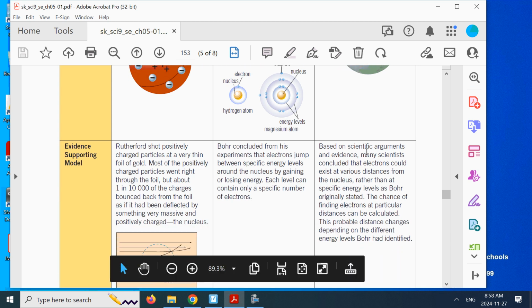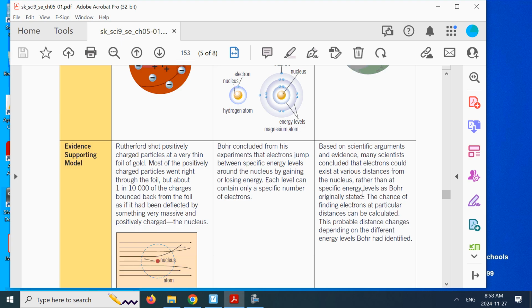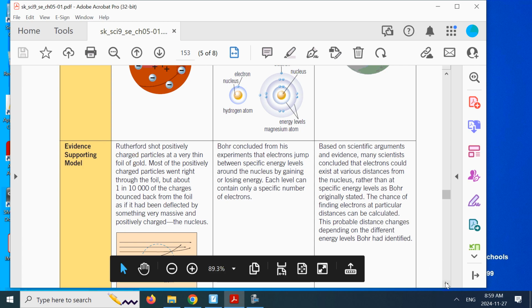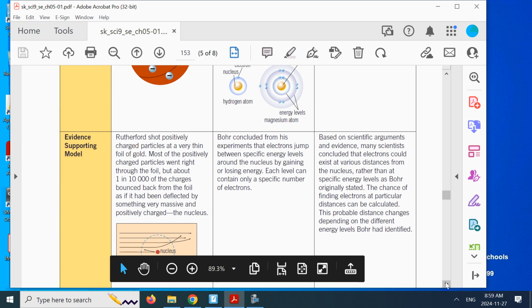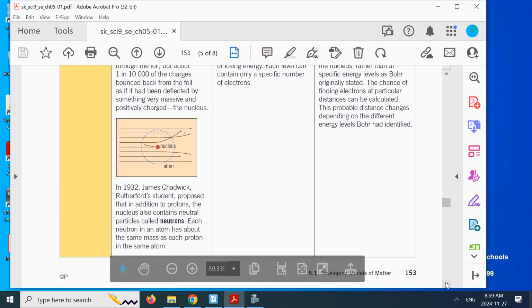Based on scientific arguments and evidence, many scientists concluded that the electron could exist at various distances from the nucleus rather than at specific energy levels, as Bohr originally stated. The chance of finding electrons at a particular distance can be calculated. The probable distance changes depending on the different energy levels Bohr had identified. So it went beyond what Bohr had.